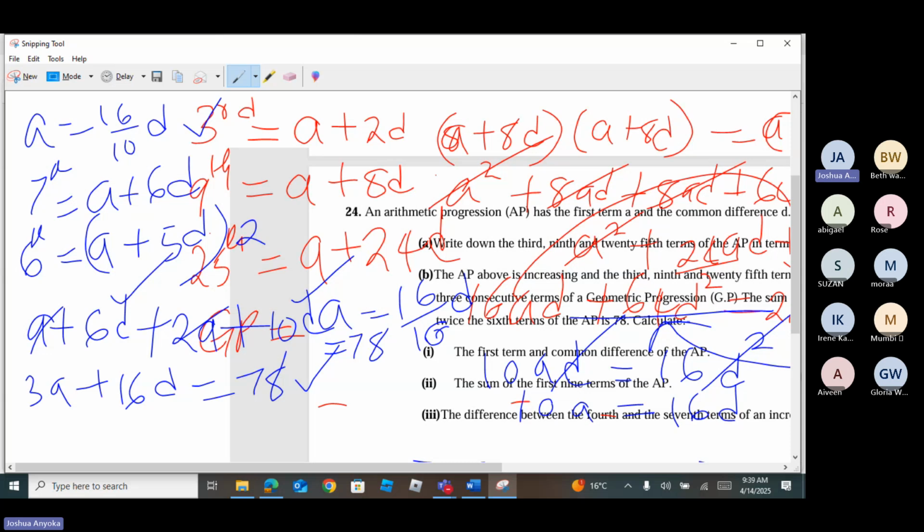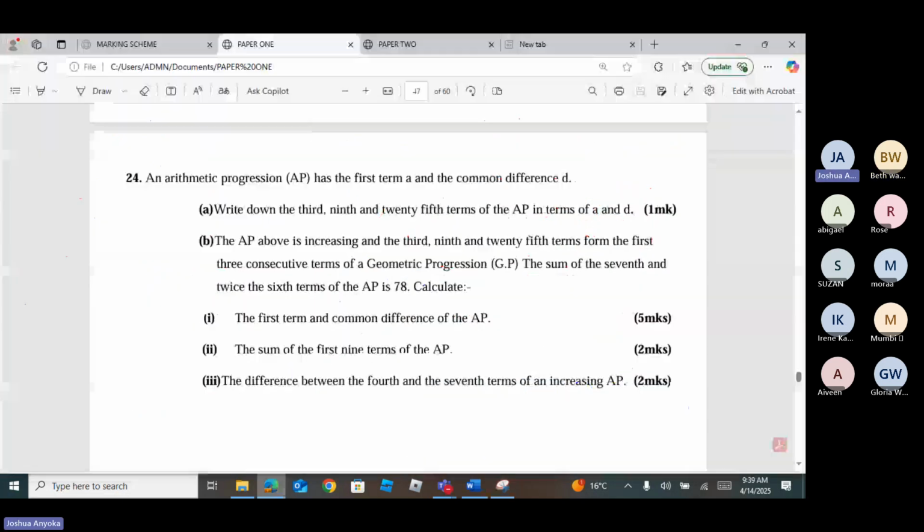Beth Wanja, your hand is up. You see where they say twice the sixth term, are we not supposed to do A plus 5D, and multiply it by itself like we do the square?